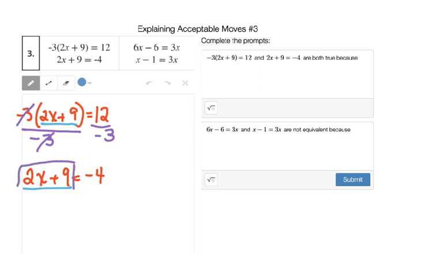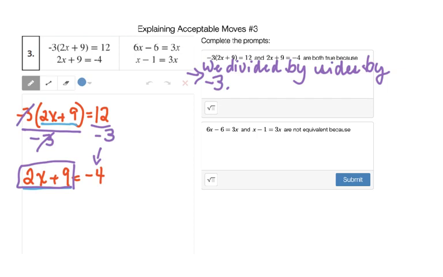2x plus 9. We don't write the 1 in front of the parentheses. I don't have to. So 2x plus 9. And what's 12 divided by negative 3? Negative 4. That is why it is equivalent. We divided both sides by negative 3. I want you to go ahead and write that into that dialog box right there. And remember, when I divide both sides by negative 3, that is an acceptable move because what I did on the left, I absolutely did on the right. So we kept it balanced.